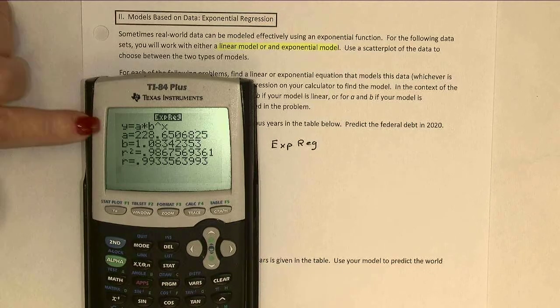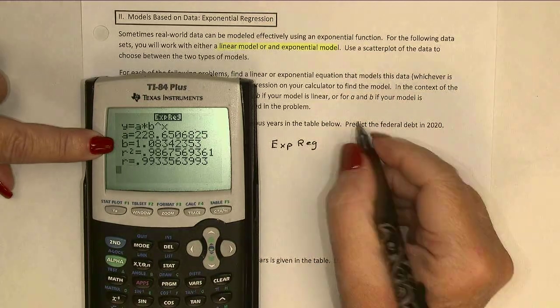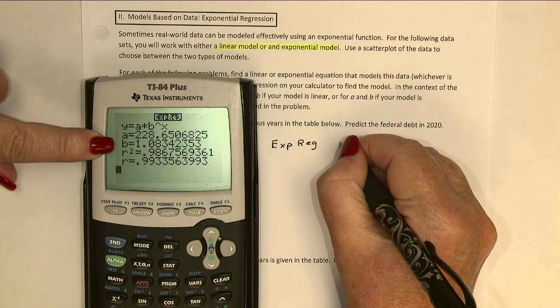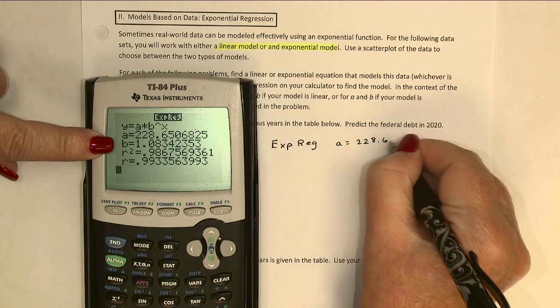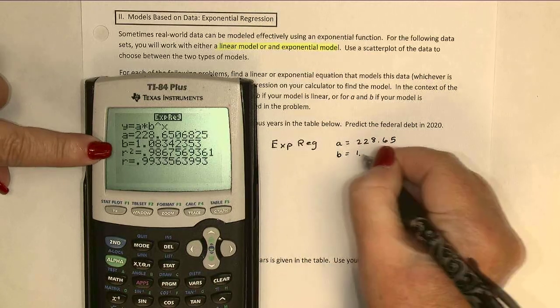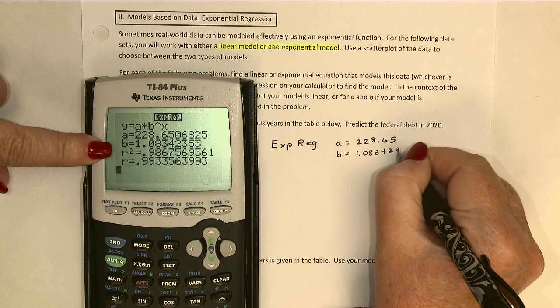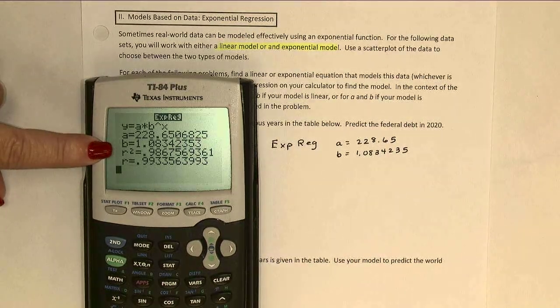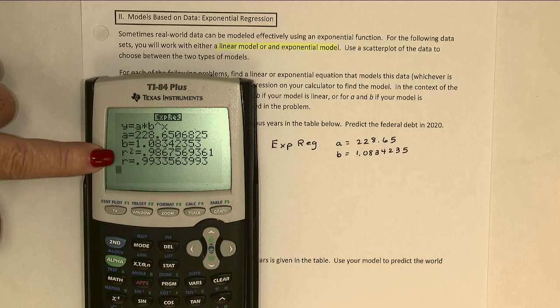And there we go. Same formula we've been using, the a and the b. And they give me a is 228.65, b is 1.0834235, let's say. And by the way, there's those correlation coefficients again, the R squared of 0.986. Really good, very close to 1.